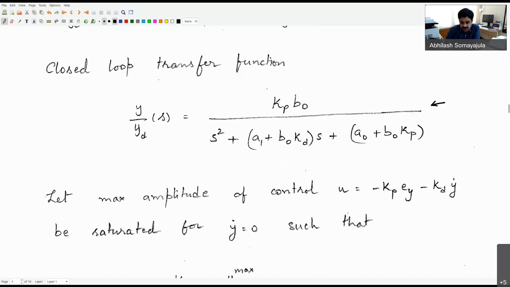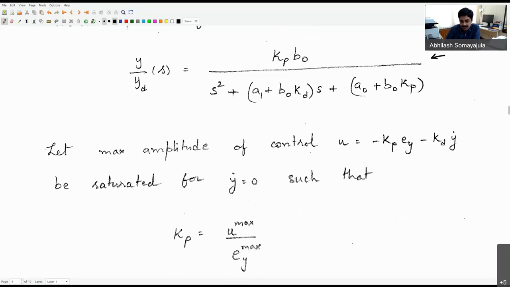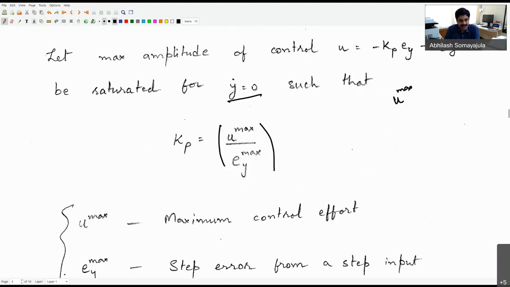Okay, and we'll assume this control value u's maximum value for an assumed value of y dot equal to 0. So if u max is the maximum value of the control input which is possible, then I do not want to put my kp value to be bigger than this value, where u max is the maximum value of the control input which is possible for y dot equal to 0, and ey max is a tunable parameter that I can tune with.